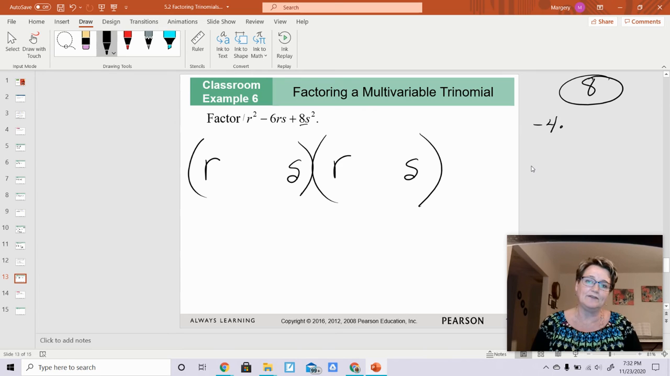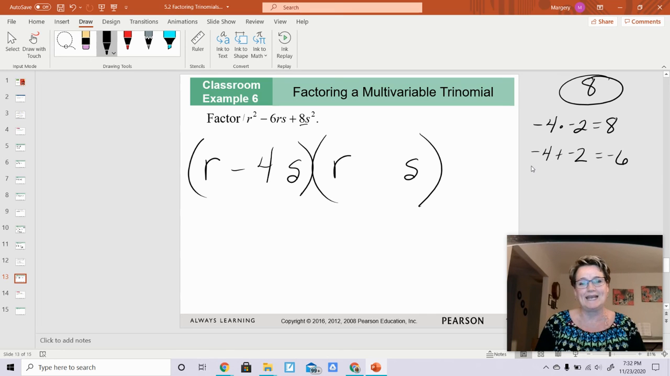I need two numbers that multiply to give you 8, but add to give you negative 6. I know that negative 4 times negative 2 is a positive 8, and negative 4 plus negative 2 is negative 6. That is my middle term. I found the two factors. So this will be a negative 4s and this will be a negative 2s. I don't know if I said X or S. It's S. If you wanted to check your answers, you could multiply this together, and you will see that you get the same exact answer. All right, let's move to the next one.